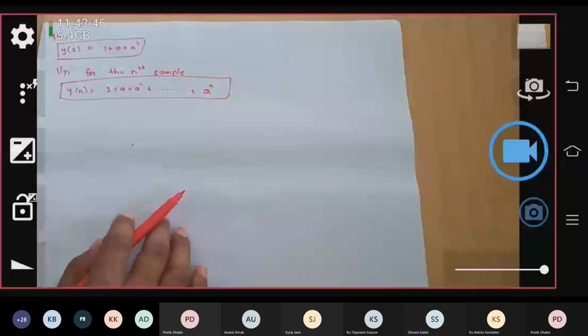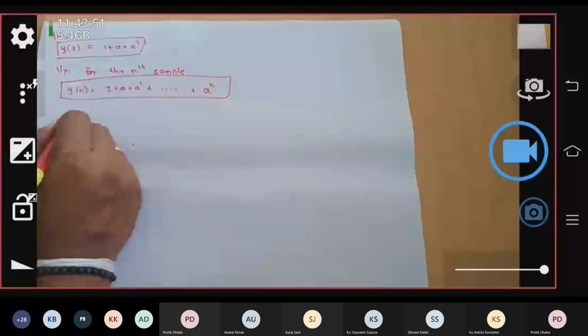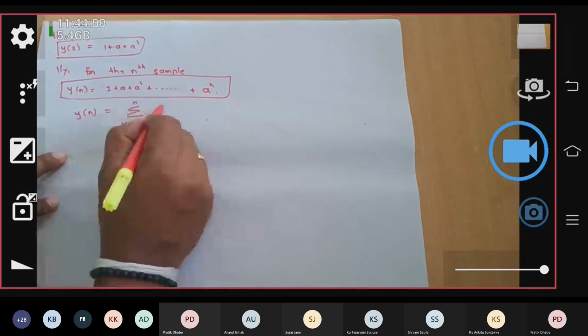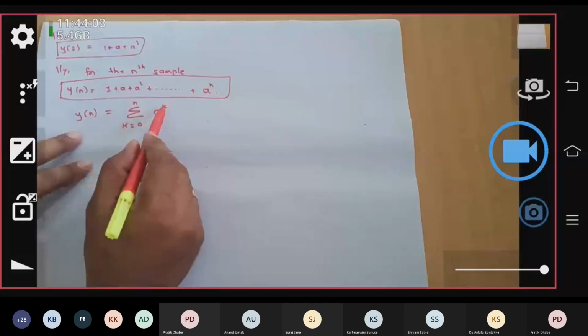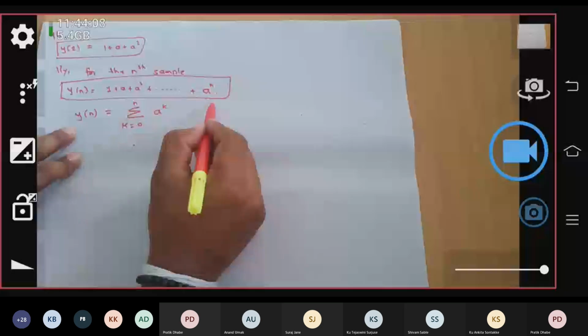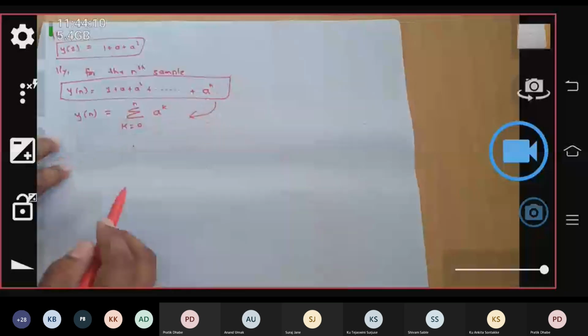But now how to solve this expression? How to solve this 1 plus a plus so on up to a raised to n? Let us, for that matter, generalize this thing. y of n is nothing but summation k from 0 to n a raised to k. If you substitute in place of k 0 to n, you will get this same expression. So I have just taken a generalized expression of this and written it in terms of summation. Now to this summation, we will try to use a standard equation. So the standard equation is, using the standard equation of summation.